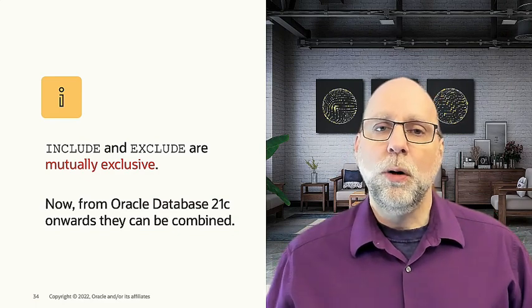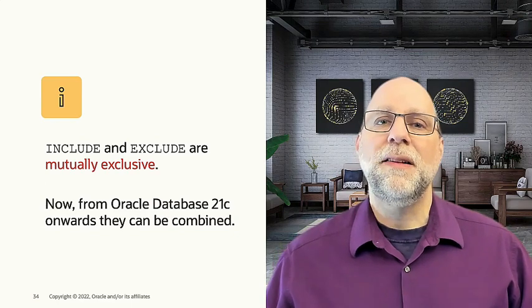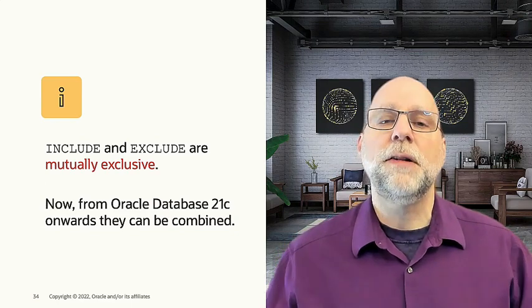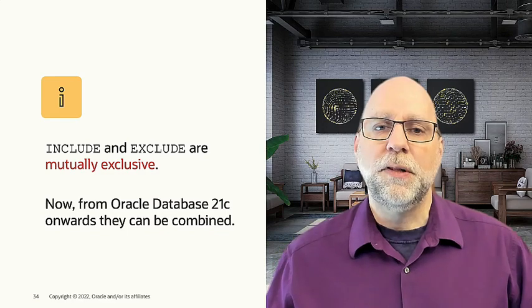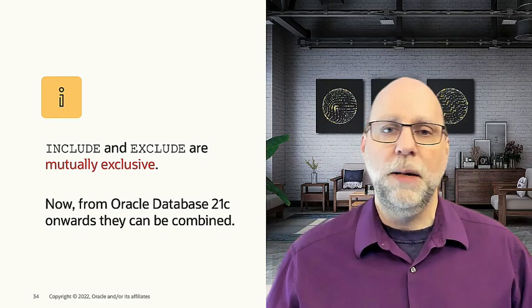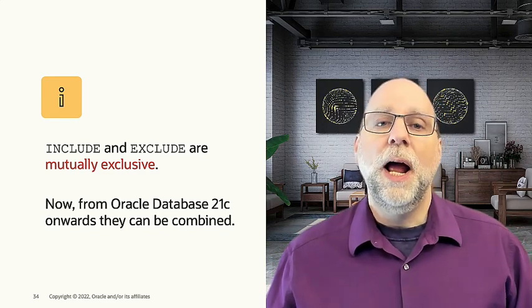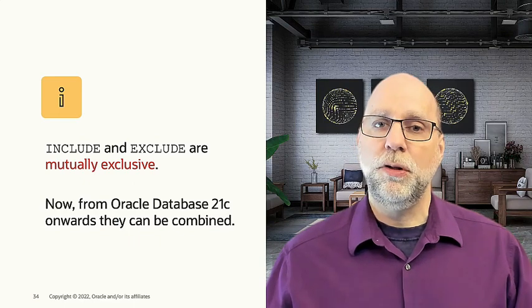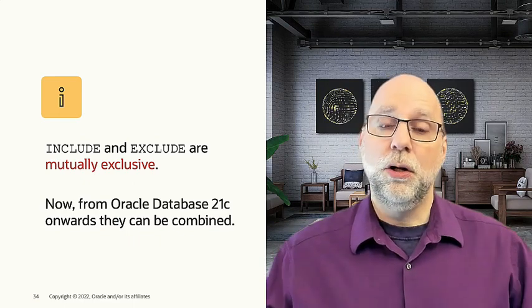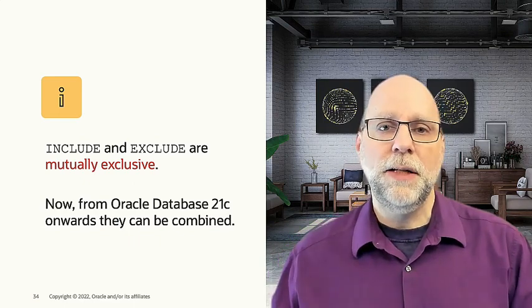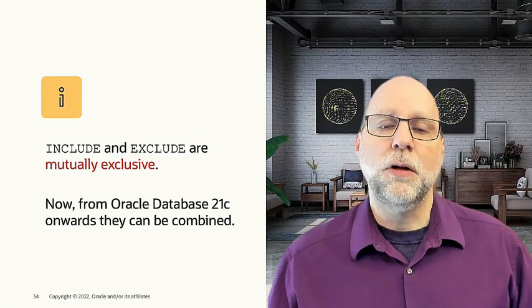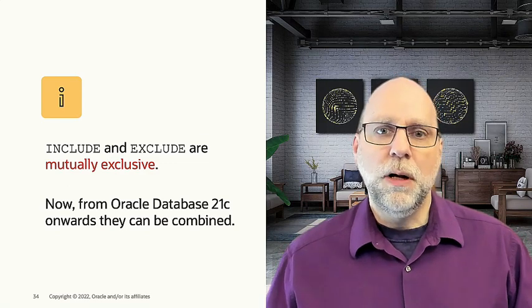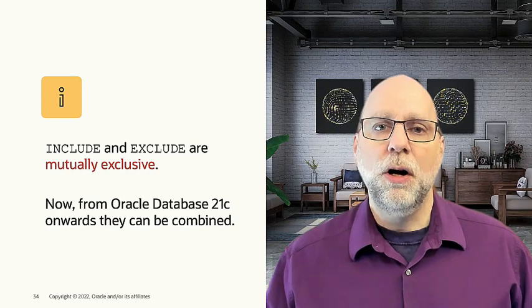And the way that will work is that we first process the include. So you gather the list of different object types that you're going to want to work on, whether it's tables, indexes, constraints, and whatever. And then from that, you could exclude certain types, like you could include tables, but then exclude any tables that start with a particular string in their name. So it becomes even more powerful starting with 21c.